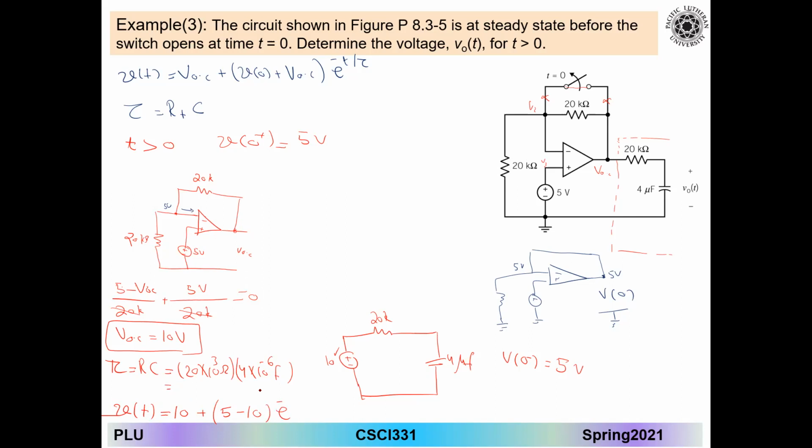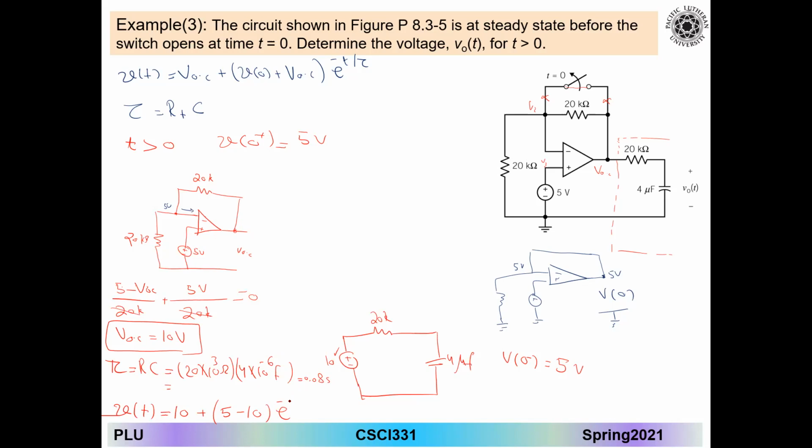Anyone who can calculate the RC for me? This is minus 6. Here is the minus 3. 80 minus 3, 80 milli. So we can say, correct me if I'm wrong, 8 seconds. Yeah, that's right, okay.